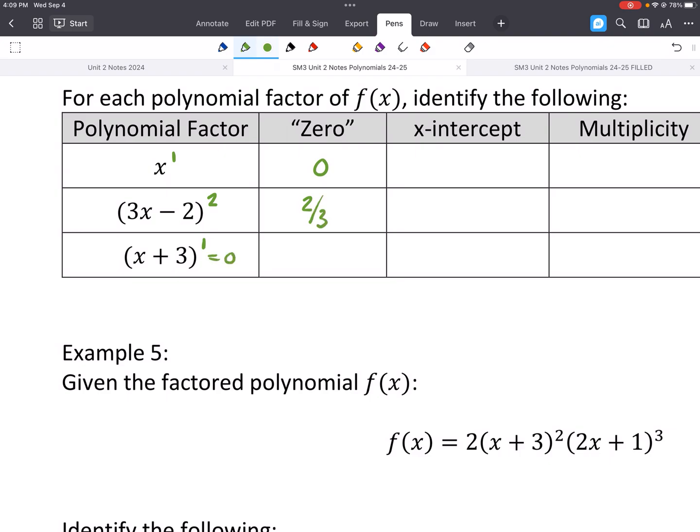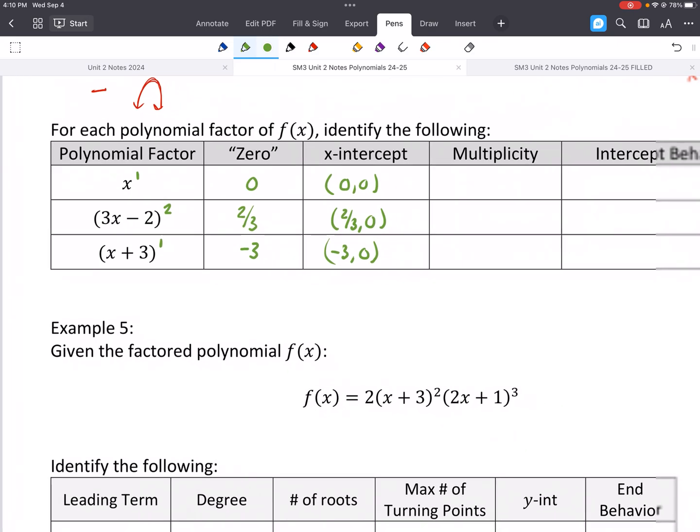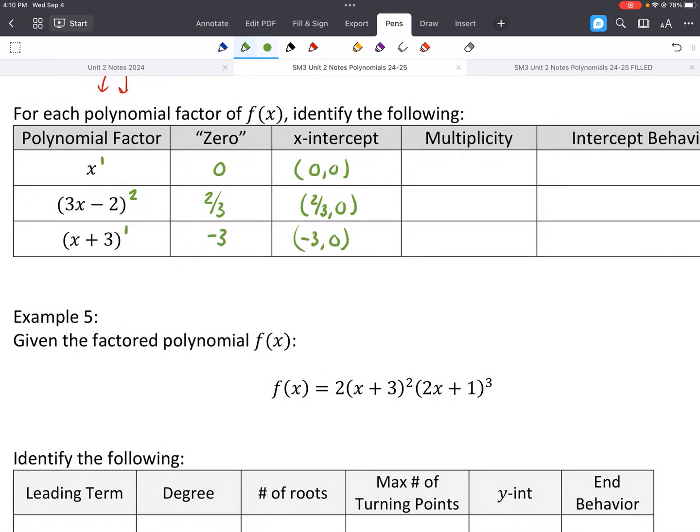And then we'd set this equal to 0. We'd have to subtract 3. So we'd get x equals negative 3. Our x-intercepts would be 0, 0, 2/3, 0, and negative 3, 0. Multiplicities, again, the multiplicity is basically the exponent. So we see the 0 one time, we see the 2/3, 0 shows up twice, and this would happen one time.